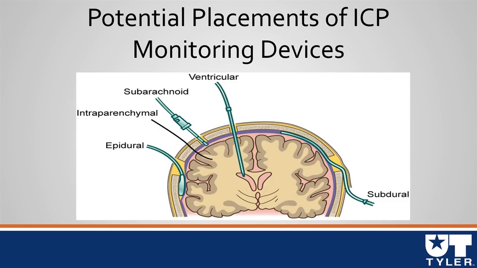Patients with conditions known to elevate ICP usually undergo ICP monitoring in an ICU, except those with irreversible problems or advanced neurological disease. Multiple methods and devices are available to monitor ICP in various sites. This picture shows a coronal section of brain showing potential sites for placement of ICP monitoring devices.